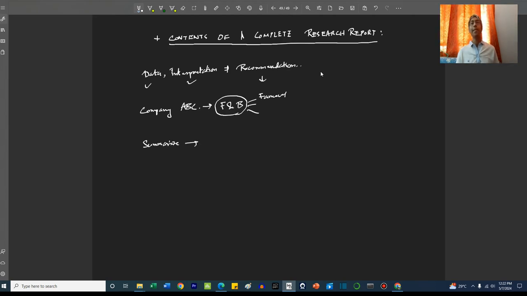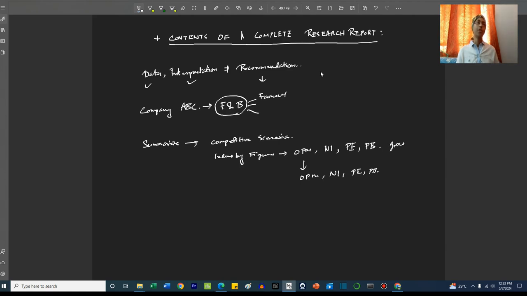What do we summarize? Basically, what is the comparative scenario? Industry figures. Now, in terms of industry figures, what are they? Profit margins, operating profit margins, net income margins, P/E ratios, PB ratios. These are all industry level figures that we might mention here and compare them with ABC's operating margins, net income, P/E ratios, PB ratios, etc. We may also look at the growth of the industry. Let's say the industry is growing at 8% and this ABC company is growing at 10%. So we make our remarks on that.